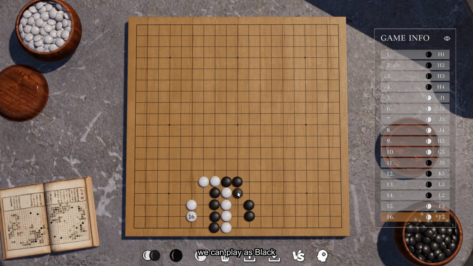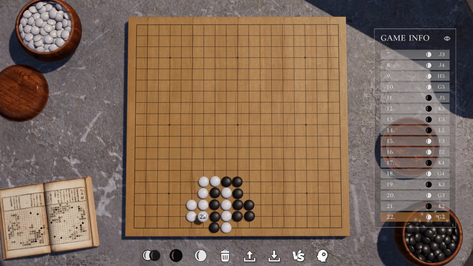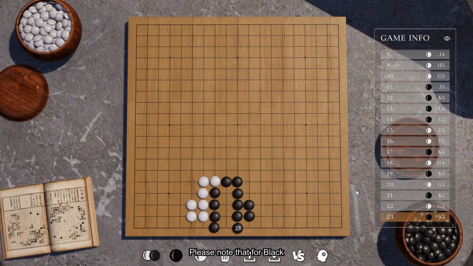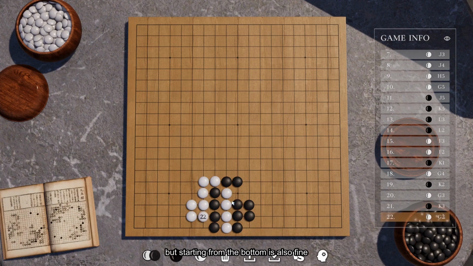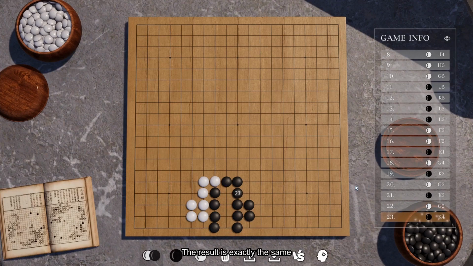We can play as black, reduce liberties, and easily capture white. Please note that for black, no matter where you reduce liberties, I just started from the top, but starting from the bottom is also fine. The result is exactly the same. You can still capture white.